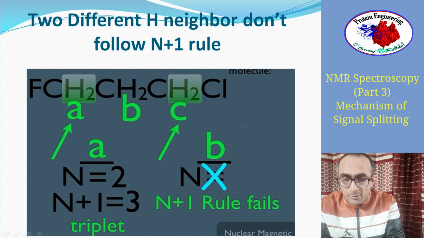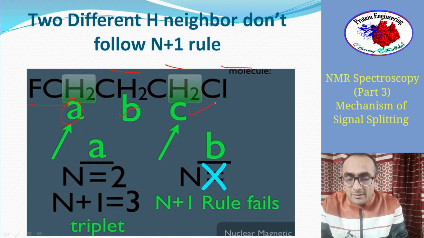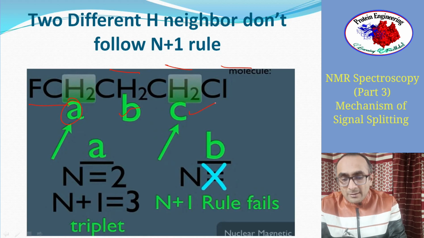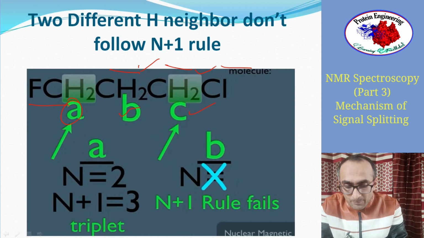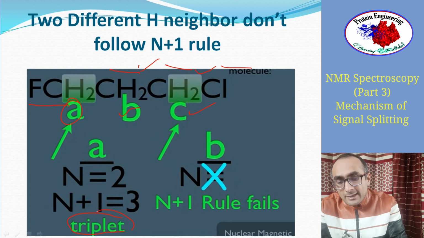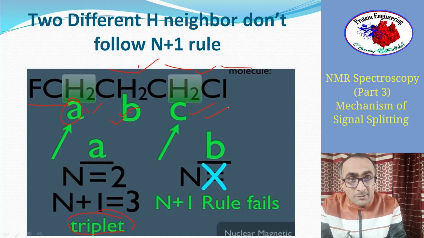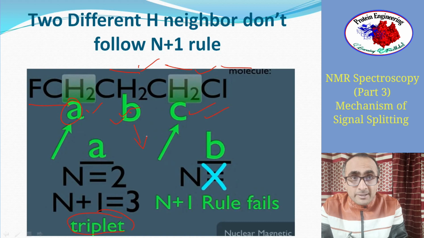For example, this compound, CH2F, CH2, CH2Cl. There are 3 types of protons defined by A, B, and C. In case of A and C, A has 2 protons in the neighborhood, and C also has 2 protons in the neighborhood. So for A and C, you will get peaks which are triplets. They follow the n+1 rule. Whereas in case of the B proton, B is surrounded by an A-type proton and a C-type proton. So these 2 are different protons. So the peak splitting for B type will not follow the n+1 rule. You will get multiple peaks in that case.